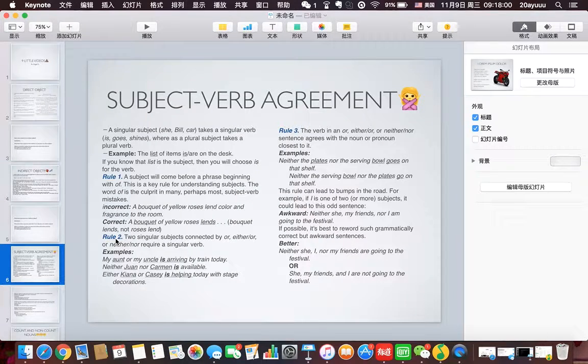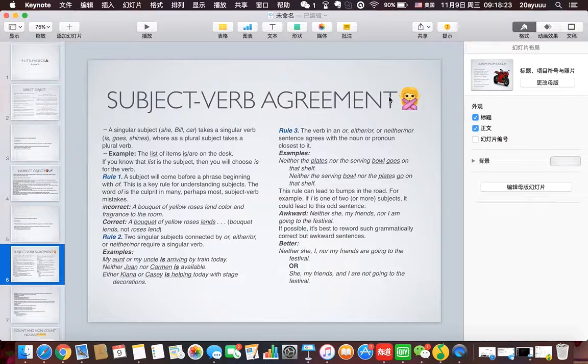Rule number 2 is two singular subjects connected by or, either/or, or neither/nor require a singular verb. For example, my aunt or my uncle is arriving by train today. Neither John nor Carmen is available. Either Kenna or Cassie is helping today with stage decorations.